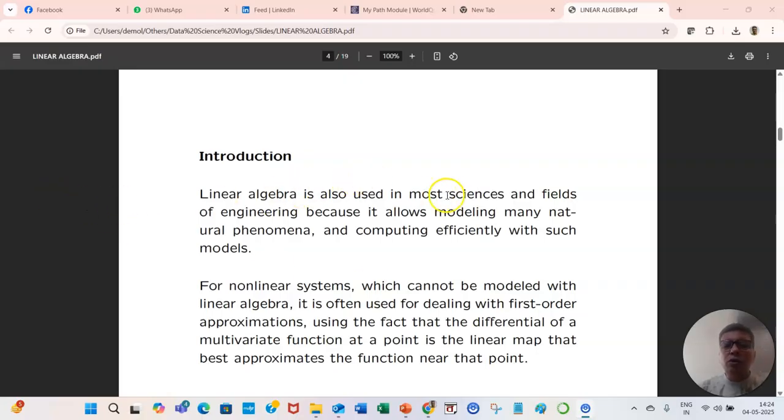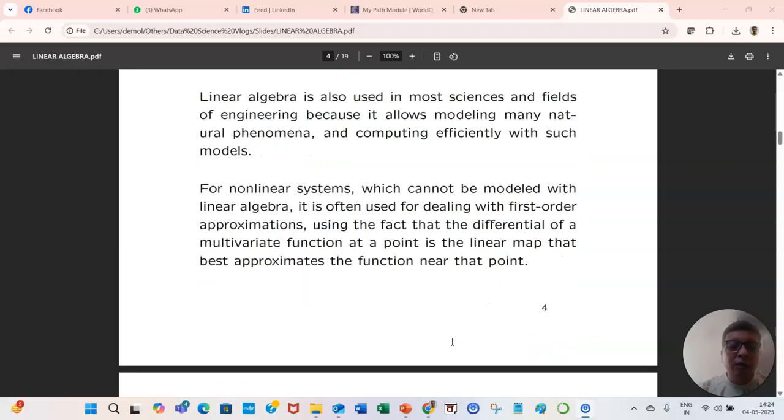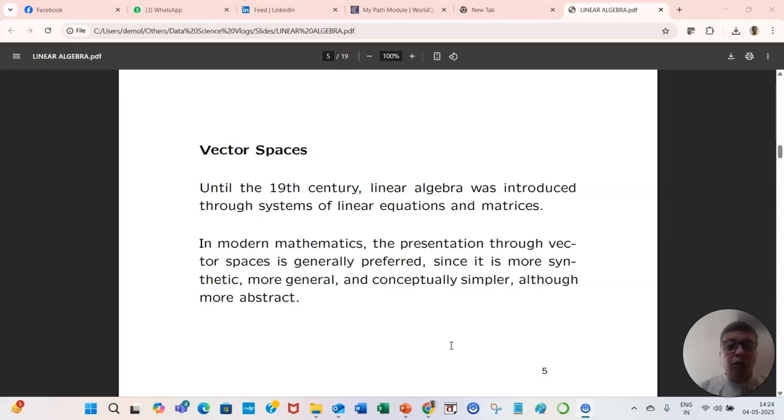Linear algebra is also used in most sciences and fields of engineering because it allows modeling many natural phenomena and computing efficiently with such models. For nonlinear systems which cannot be modeled with linear algebra, it is often used for dealing with first-order approximations, using the fact that the differential of a multivariate function at a point is the linear map that best approximates the function near the point. We talk about the tangency, the gradient, and those would have linear treatments. We start with vector space.